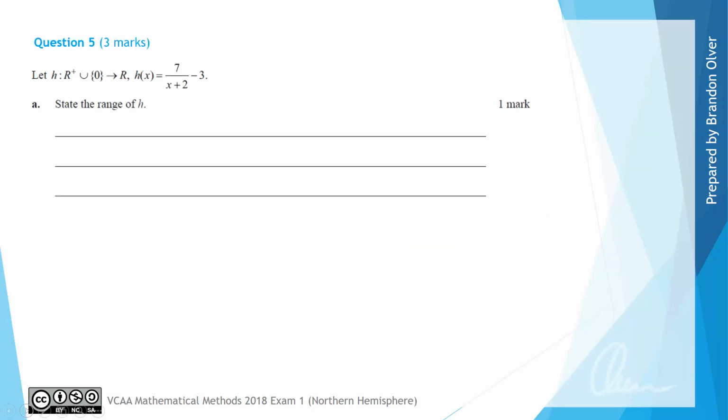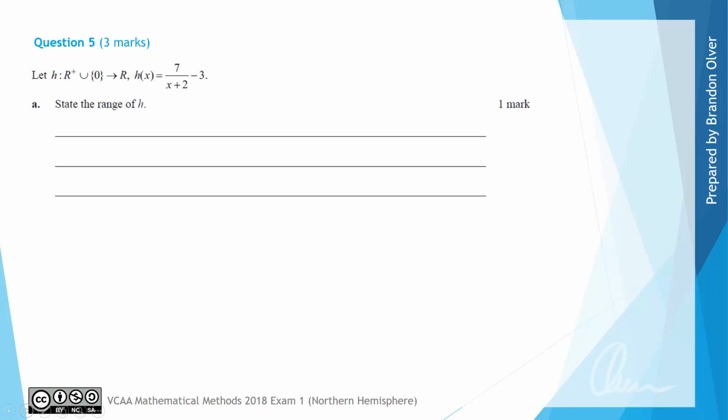For question 5 we have: let h be the function with the domain the positive reals union with 0, with h of x equaling 7 divided by x plus 2, subtract 3 as the rule. For part A we're asked to state the range of h.